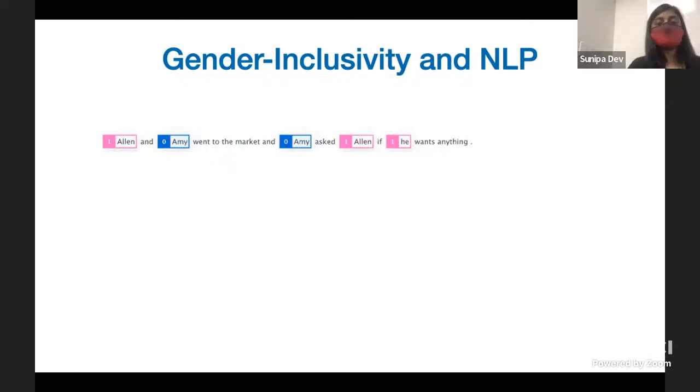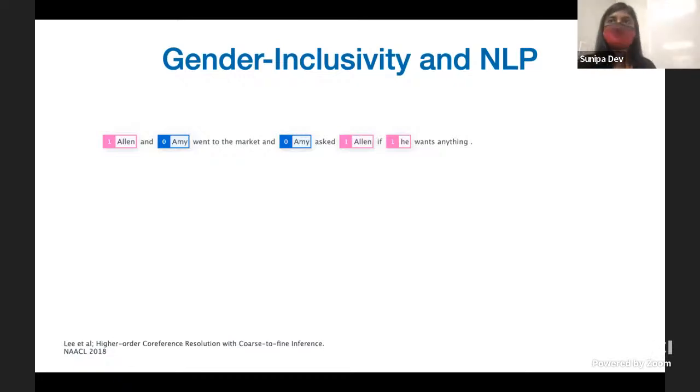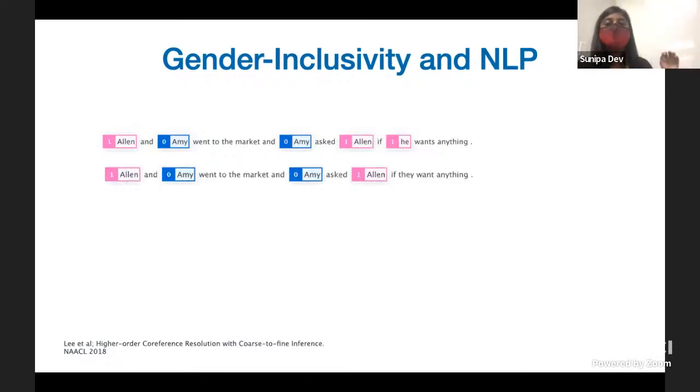and if we give it a simple sentence like this, our model is very easily able to understand that he refers to Alan in this sentence. But if you just switch the word he to they, not only does it not resolve it correctly, it doesn't recognize it correctly either as a pronoun to be resolved. So this in itself is a harm, and we can see how it would plug into different applications.